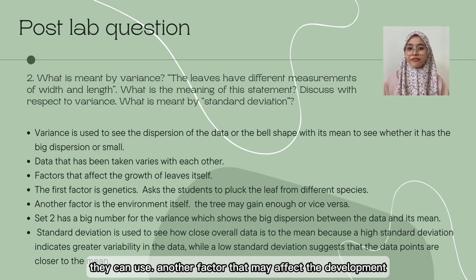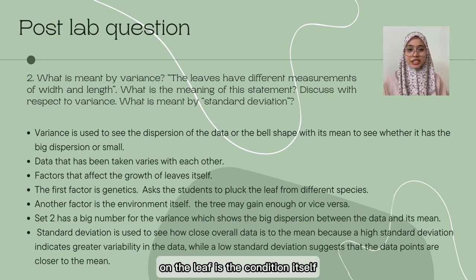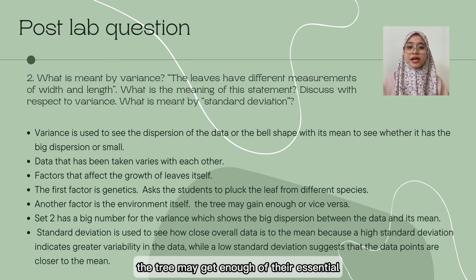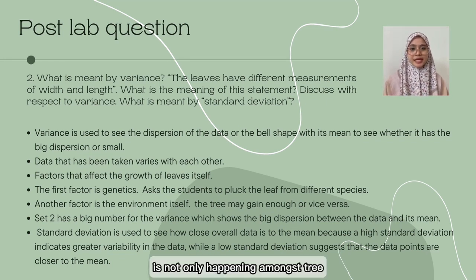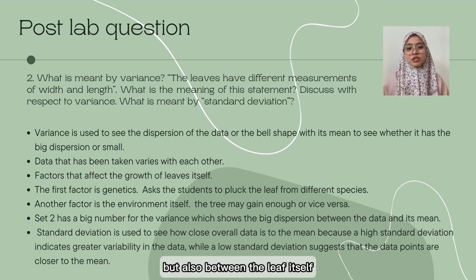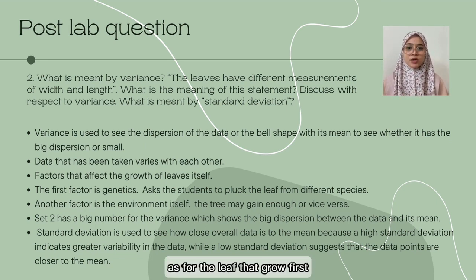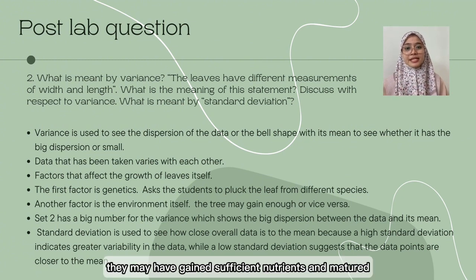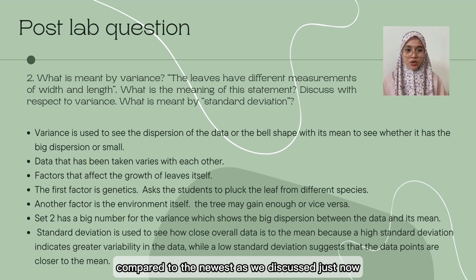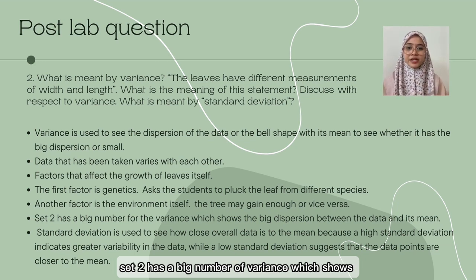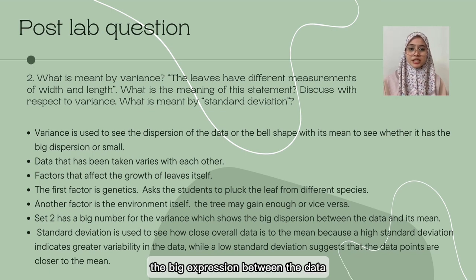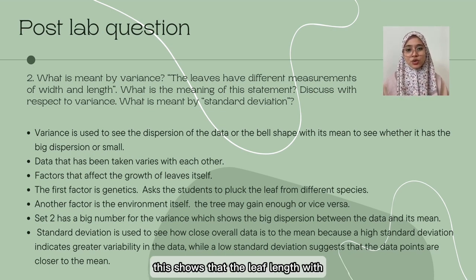Another factor that may affect the development of the leaf is the condition itself. According to the circumstances, the tree may gain enough of their essentials to let them thrive, or vice versa. It's not only happening amongst trees but also between the leaves themselves, as old leaves may grow first, so they may have gained sufficient nutrients and matured compared to the newest. As we discussed just now, set 2 has a big variance, which shows the big dispersion between the data. This shows that the leaf length, width, and weight are varied.